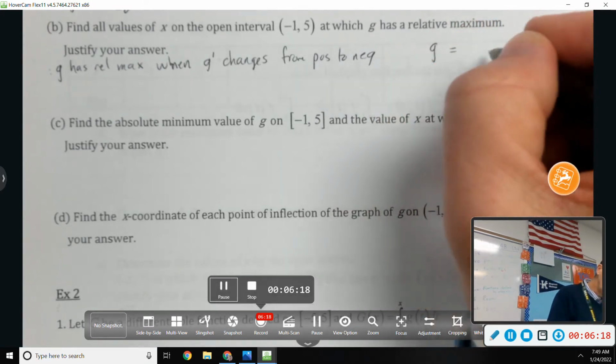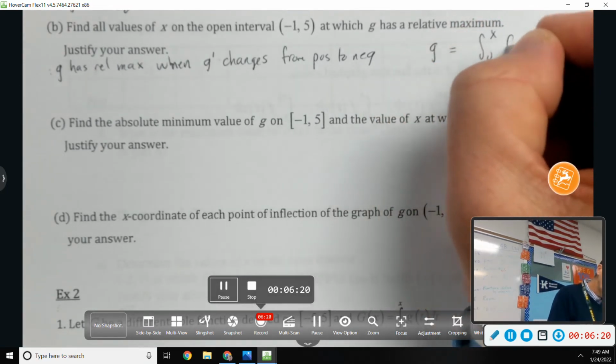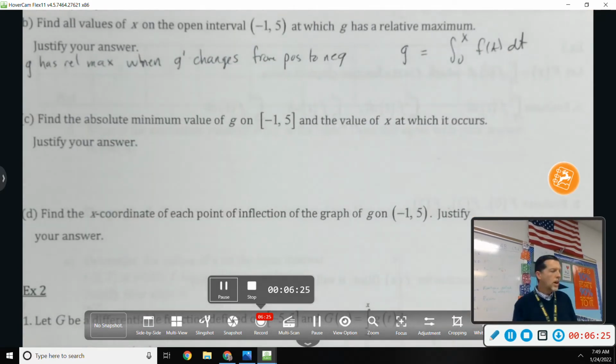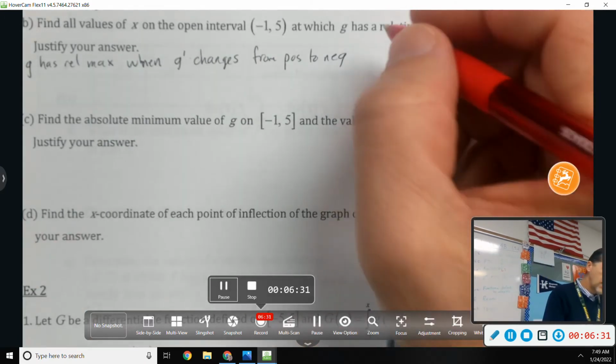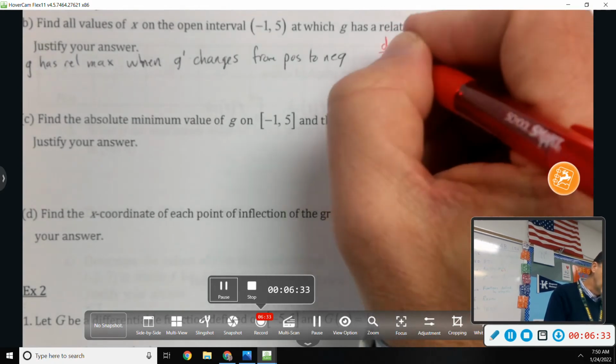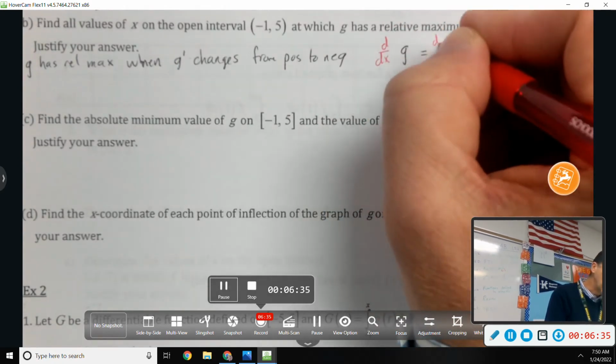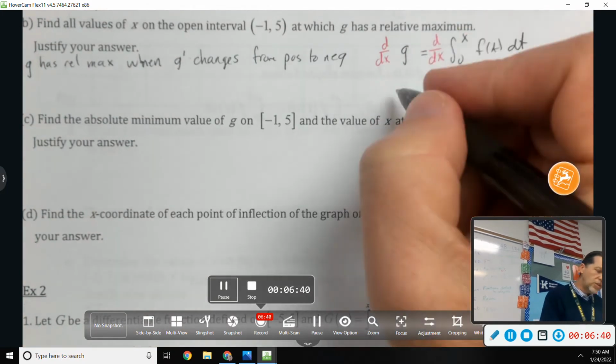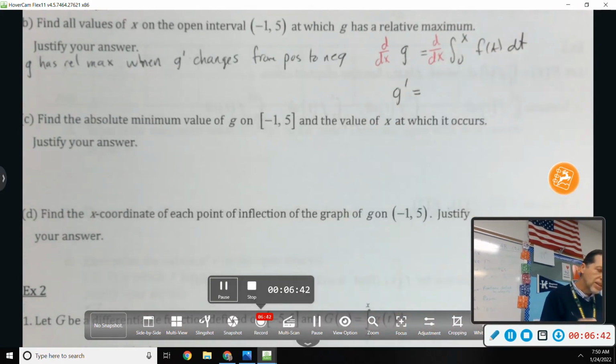Well, g is equal to the integral from 0 to x of f of t dt. That's what we already know. I want to take a derivative of both sides so that g prime shows up. And then here's the fun part of this problem. It actually gets easier rather than harder. The derivative of g is g prime. That's what we want.